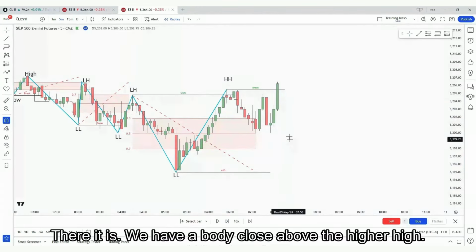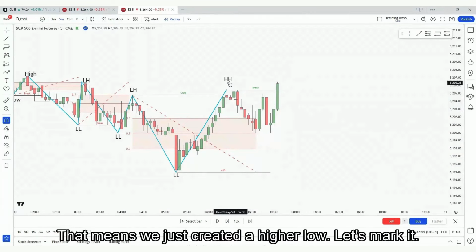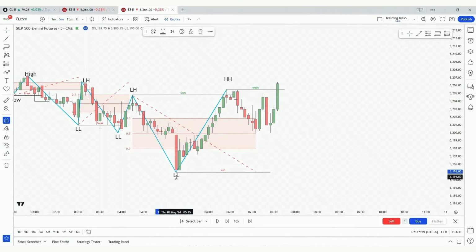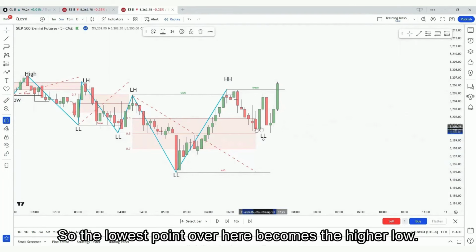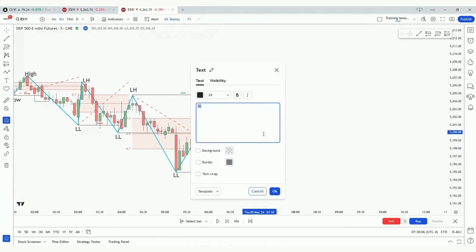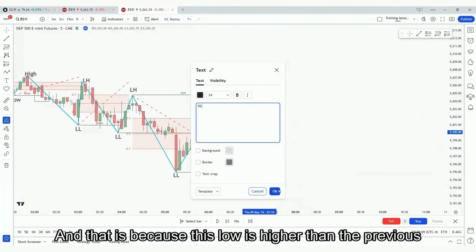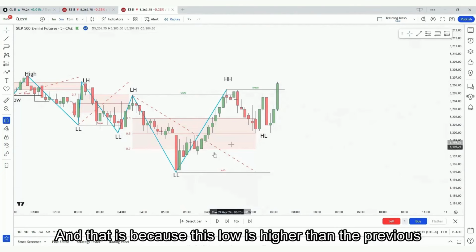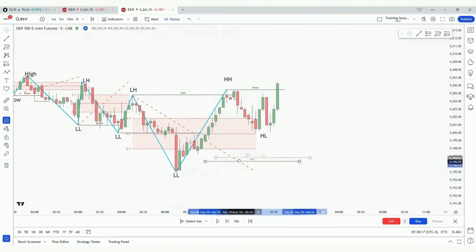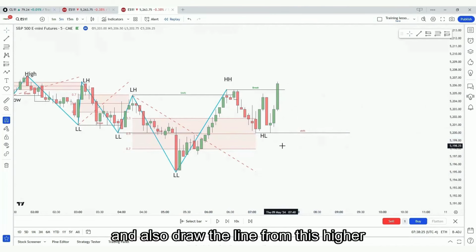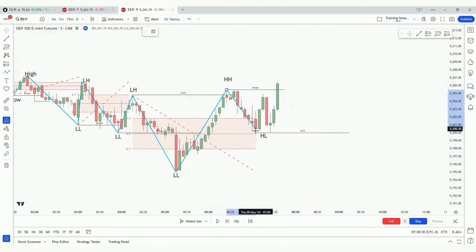There it is, we have a body close above the higher high. That means we just created a higher low. Let's mark it. So the lowest point over here becomes the higher low. And that is because this low is higher than the previous one. We can now move the shift line to the higher low and also draw the line from this higher high to this higher low.